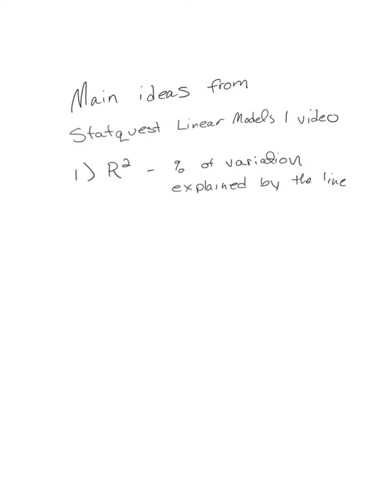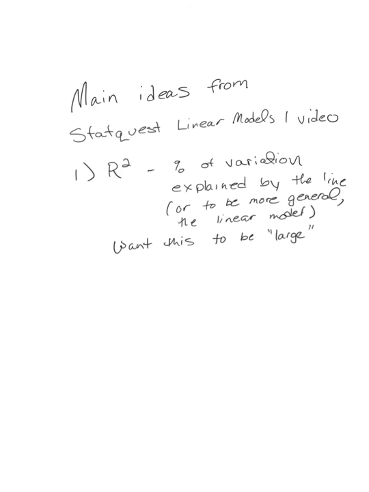So the main ideas from the StatQuest Linear Models 1 video is, first of all, R squared, which is the percent of variation explained by the line or the linear model. Or to be more general, I should say explained by the linear model. In general, we want this to be large, but I have large in quotes here because large is all relative. So in some disciplines, large may be 50% variation explained, while in other disciplines, more like say physics, where we get really good fits, you want to have R squareds in the 90%. So it all depends on the area being studied for what is large.